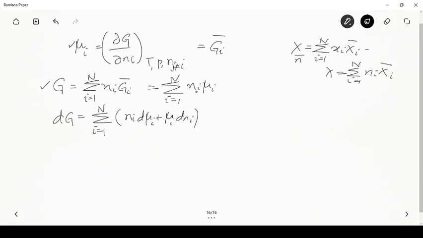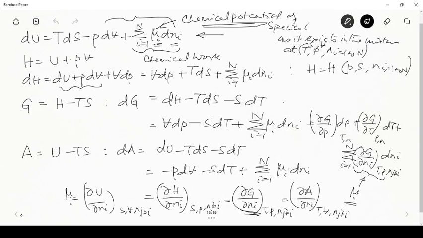Okay, so it's basically differentiating this by parts, so we will get Ni d mu I plus mu I dNi. This is basic differential calculus. Okay, so now this is your first expression that we get through here. But at the same time, we also know that dG is V dP minus S dT plus summation of i equal to 1 to n of mu I dNi. Okay, we got this from the previous page where we defined all this.